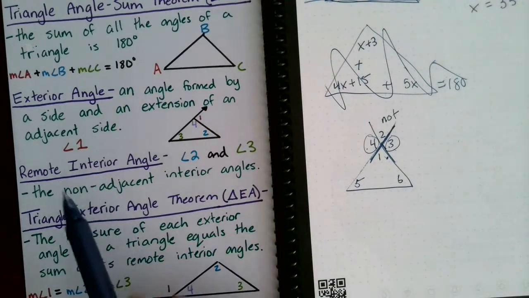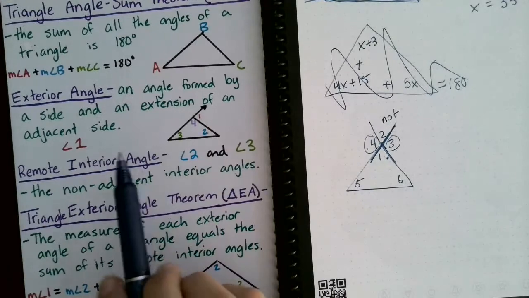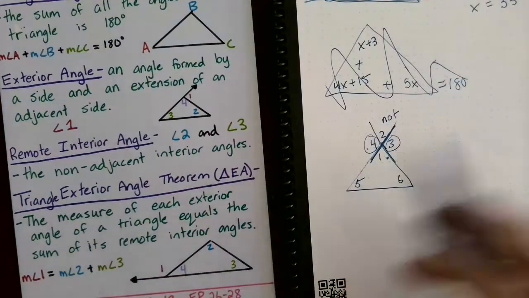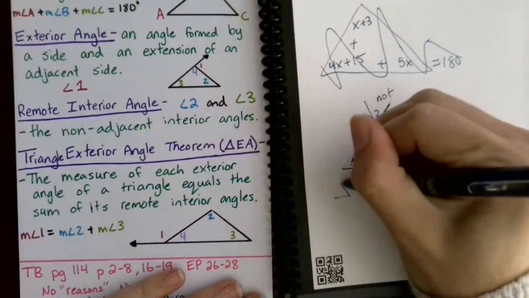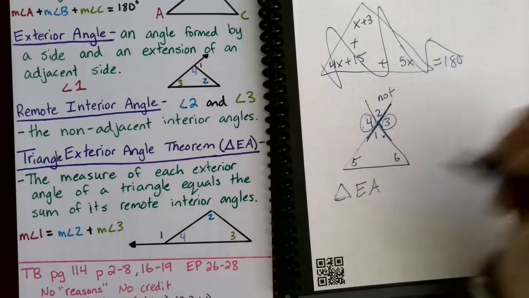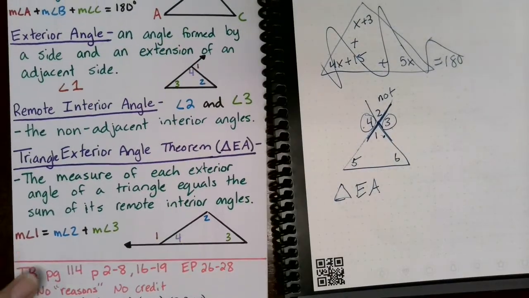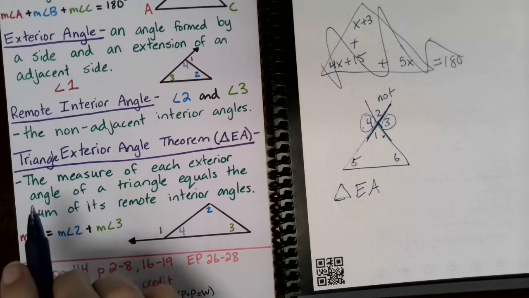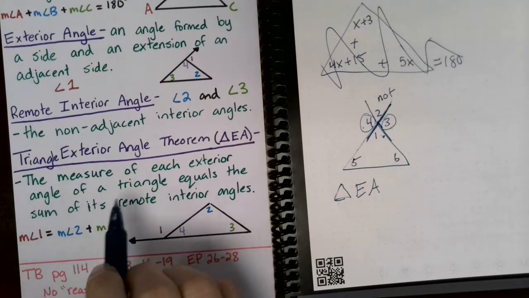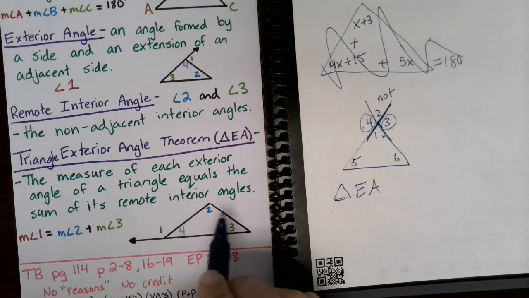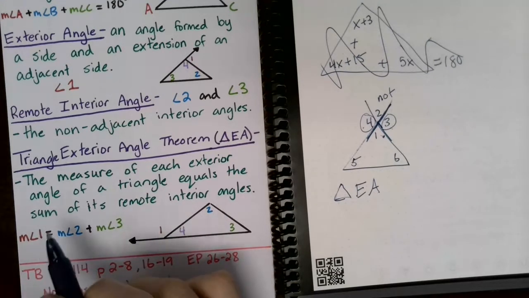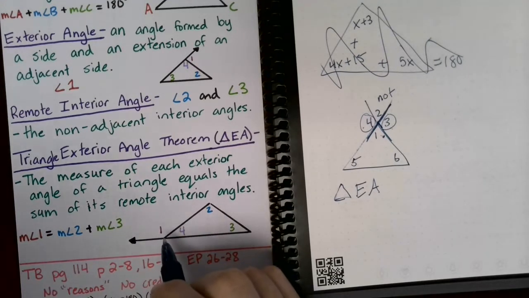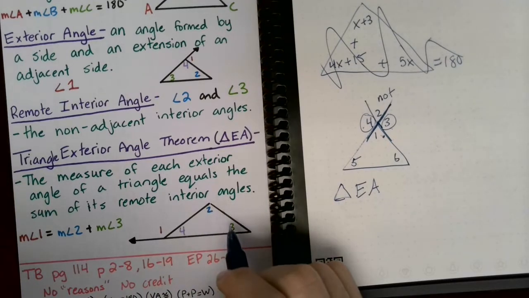And so we can make a conclusion about this, which is called the triangle exterior angle theorem. The measure of each exterior angle of a triangle equals the sum of its remote interior angles. Okay, so right here we can say angle 1 equals angle 2 plus angle 3.